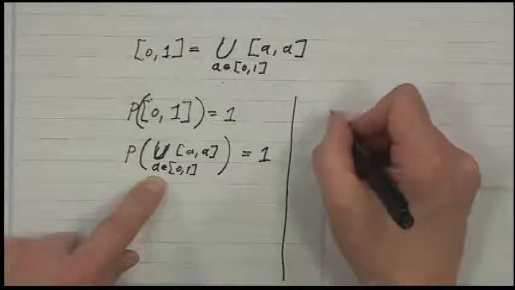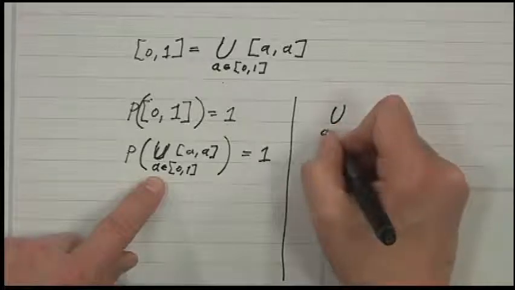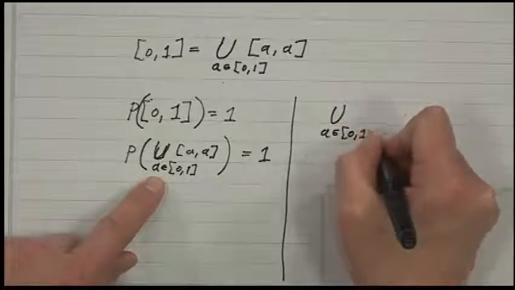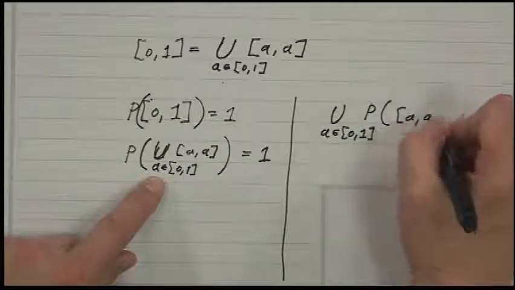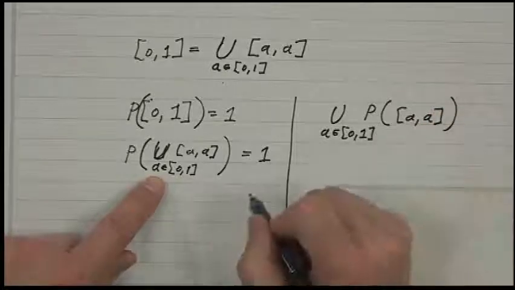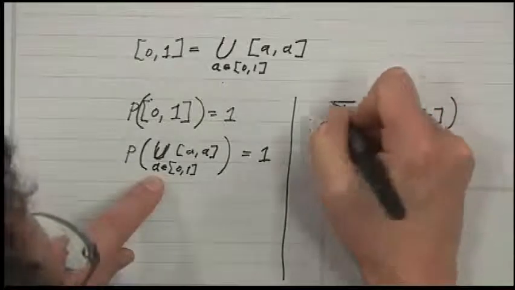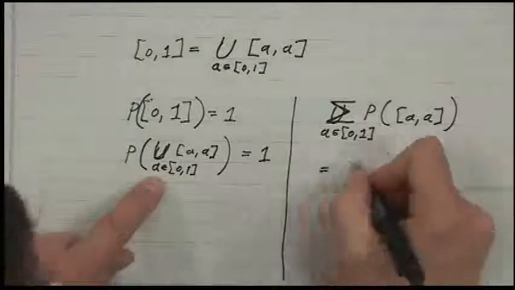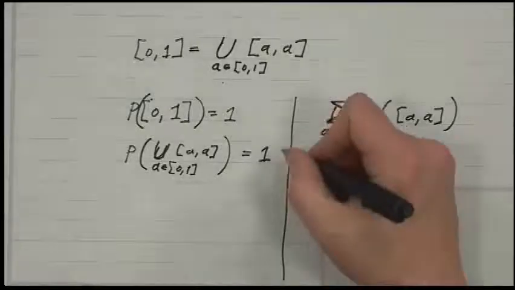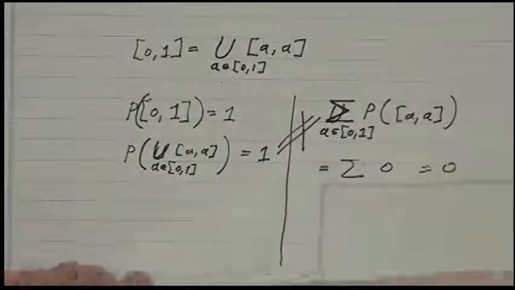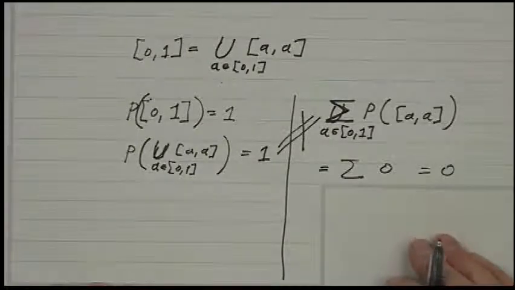But you would like to say that the probability of the union over A is equal to the sum. You would hope that this would be a sum. That this is equal to the sum of 0, which equals 0. So we proved 0 equals 1. So the problem is this: this is not equal to that. You want to avoid uncountable sums of sets when you're doing probabilities.